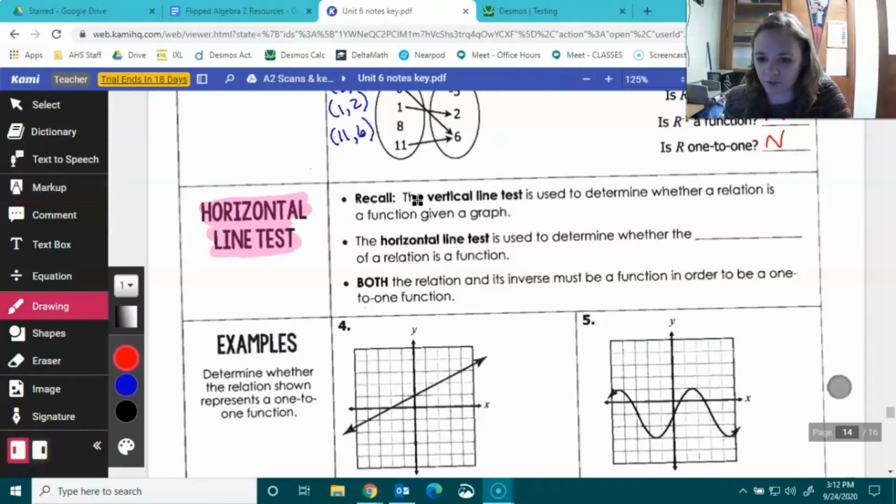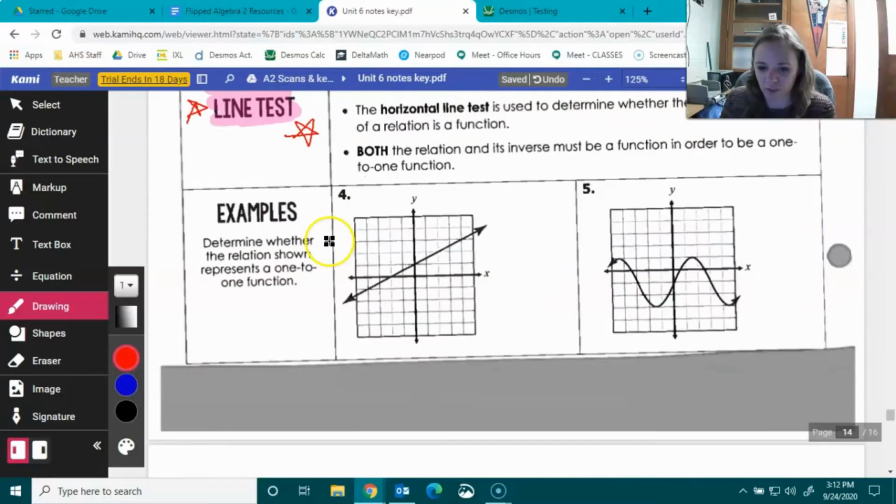Alright, so let's review a couple things. So horizontal line test. Yeah, we have a vertical line test, but now we have a horizontal line test. The vertical line test is used to determine whether a relation is a function or not. Okay. The horizontal line test will be used to determine whether the inverse is a function or not. And of course we're going to have to graph that to see what that looks like, but you just would do the same thing. So both, except we test a horizontal line across the function instead of a vertical line. Both the relation and its inverse must be a function in order for it to be one-to-one, which is the same as before.